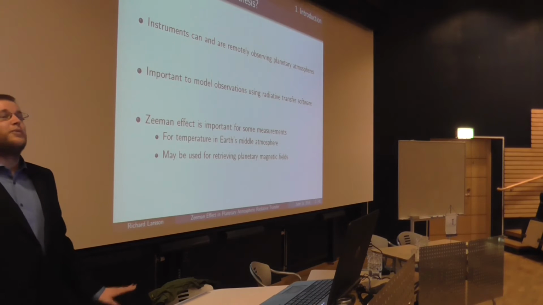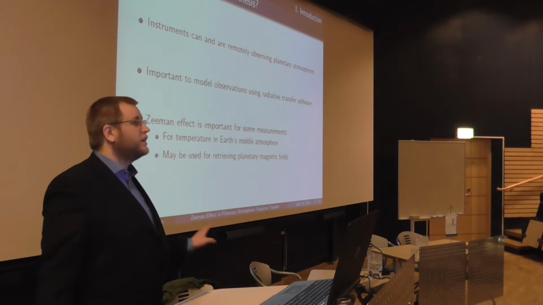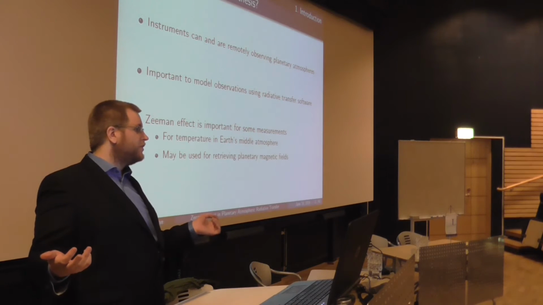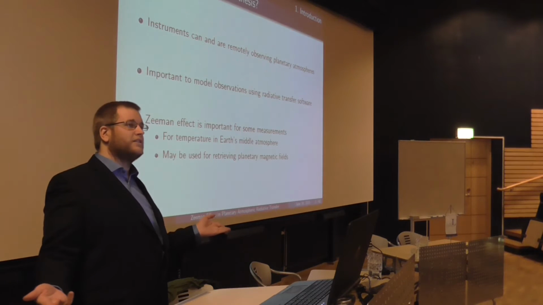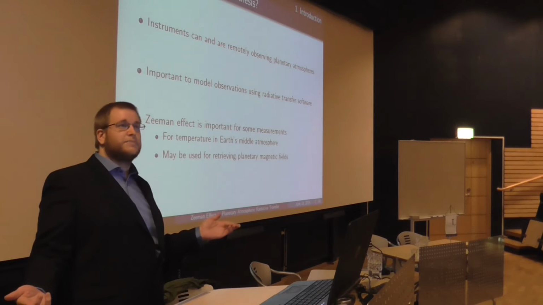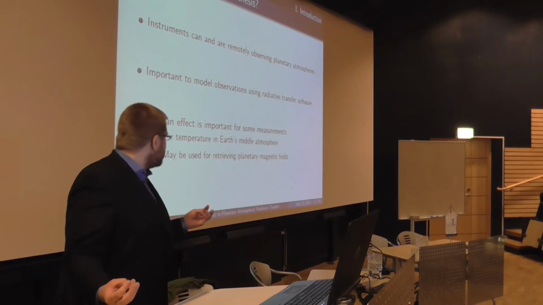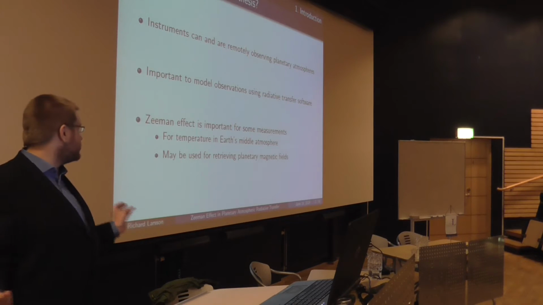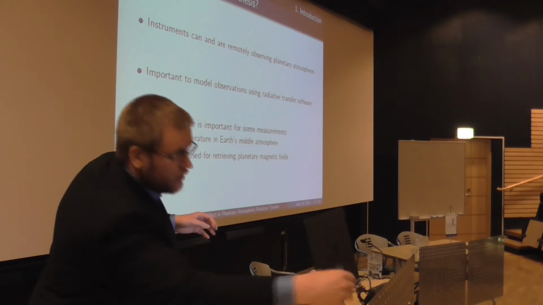Now, first question first, what is the point of this? There are plenty of instruments in measuring planetary atmospheres remotely, and in order to understand these measurements, you need to understand the radiative transfer. In order to understand the radiative transfer, you need software, radiative transfer software. So I've been modeling one aspect of this, which is called the Zeeman effect, which is how magnetic fields influence the spectroscopy of certain molecules and atoms in the atmosphere when we work with molecules. Now, this effect is important in Earth applications for temperature retrievals in the middle atmosphere, and it could also be used for retrieving magnetic fields, as I've been working on a bit as well.